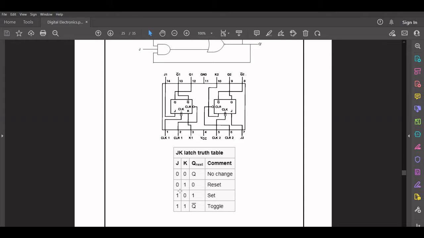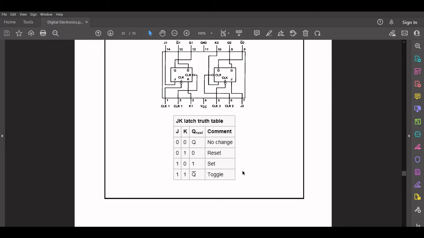If J is set to 1, then the flip-flop is in the set state, and if K is set to 1, then the flip-flop becomes reset. But in case both J and K are 1, then the output will be complemented, and it will toggle. So this is still better than what we obtain with the RS flip-flop.